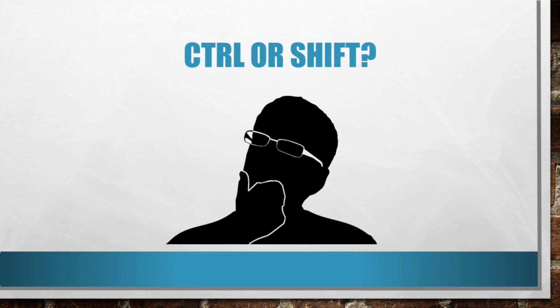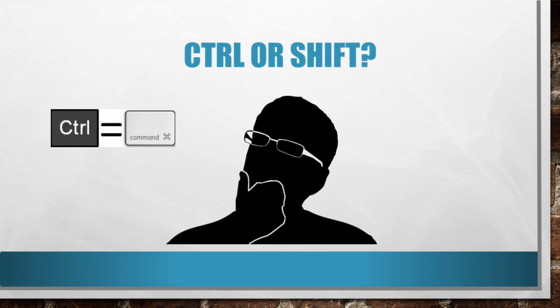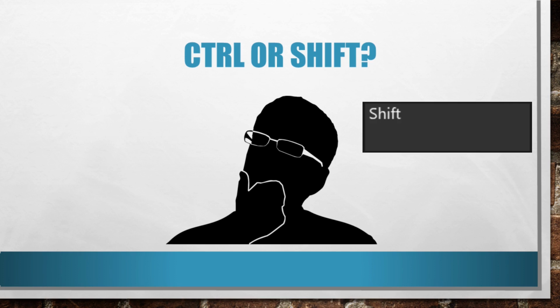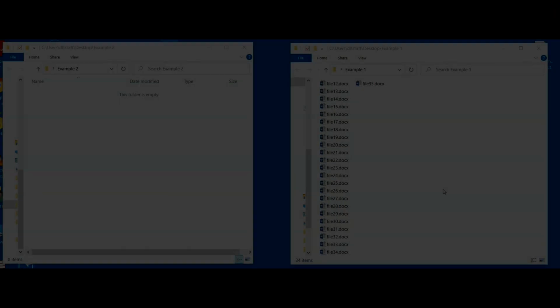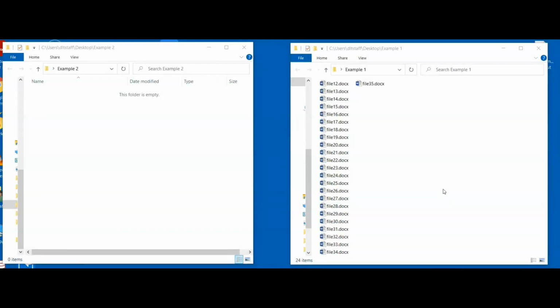When deciding on how to move files, it will depend on how many files there are and where they are located. You can select all files by individually selecting the files while holding Control. Another option is holding Shift and clicking the first file and then the last file in the list, or vice versa. If you need to select a large number of files, then using the Shift key may be your best option. Now let's give it a shot.